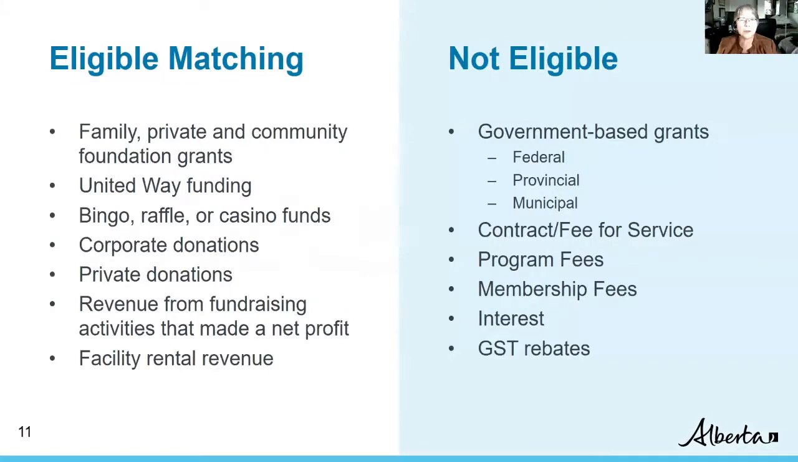Eligible matching revenue includes family, private, and community foundation grants, United Way funding, bingo, raffle, or casino funds, corporate donations, private donations, revenue from fundraising activities that made a net profit, and facility rental revenue. Revenue that is not eligible includes government-based grants, whether they are federal, provincial, or municipal, contract or fee-for-service revenue, program fees, membership fees, interest, and GST rebates.